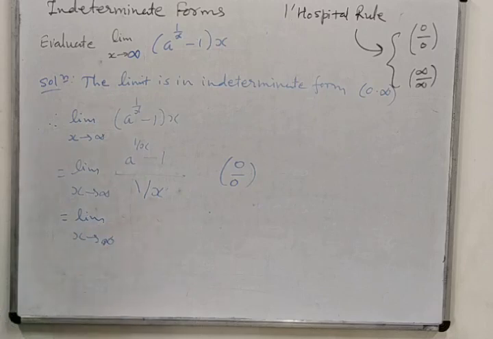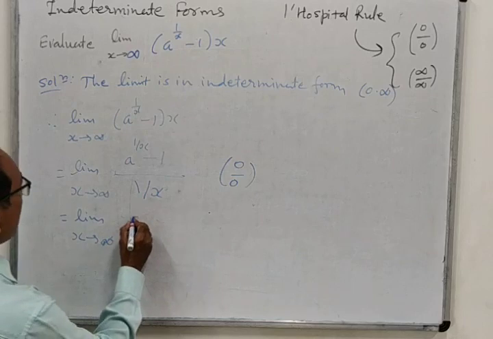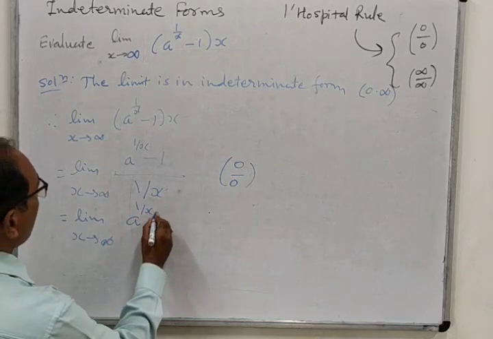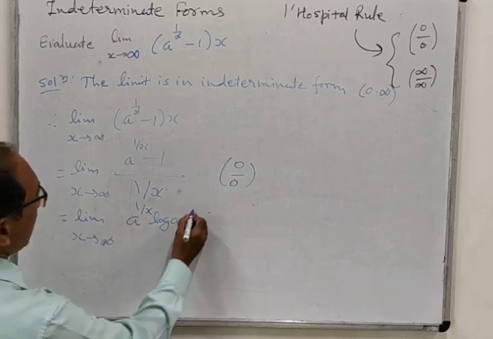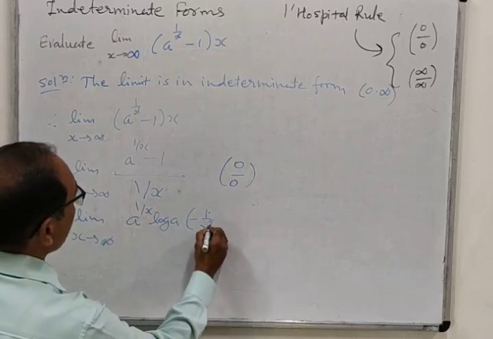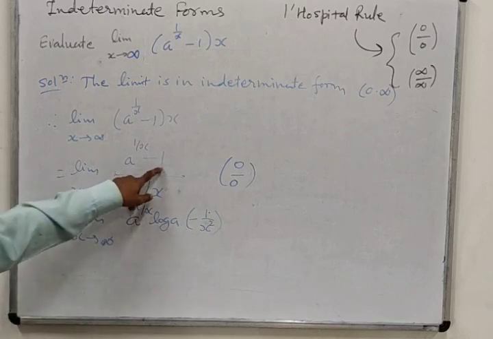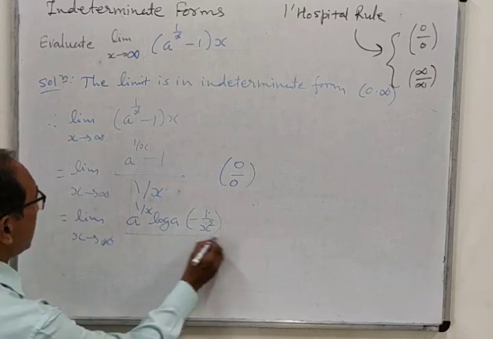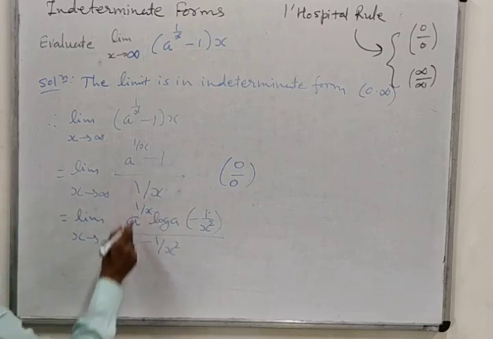A raised to 1 upon x. So what is the derivative of a raised to 1 upon x? It is a raised to 1 upon x into log of a. But here 1 upon x is there, so again we need to find the derivative of 1 upon x. This is minus 1 upon x square there. And the derivative of this 1 is 0, so we will not write it down. And the derivative of 1 upon x in the denominator is again minus 1 upon x square there.